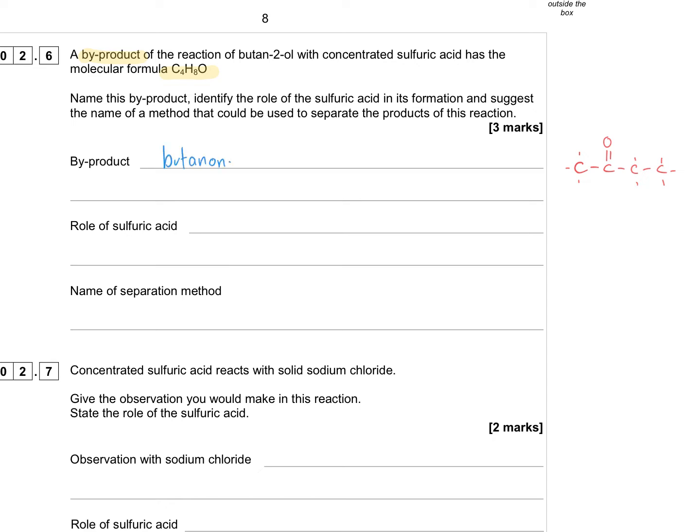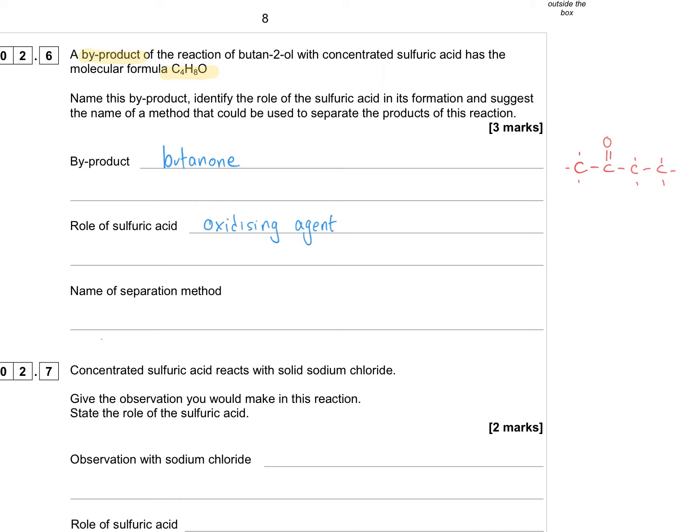So butanone, you don't need to put in a 2 because obviously it being a ketone, the carbonyl group is always going to be on the second position. And the role of the sulfuric acid this time, if we've gone from an alcohol to a ketone, the sulfuric acid must be acting as an oxidizing agent.